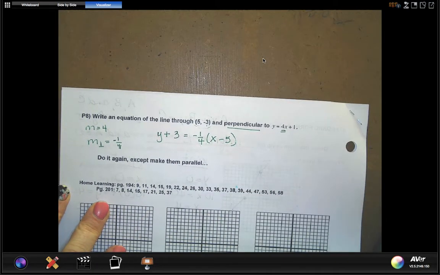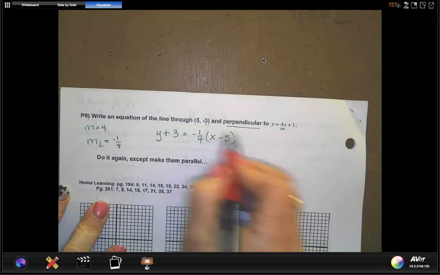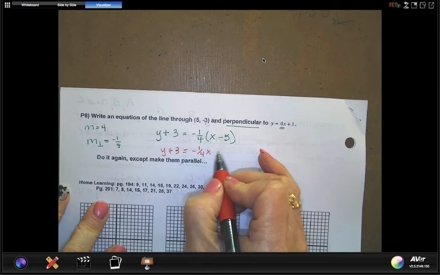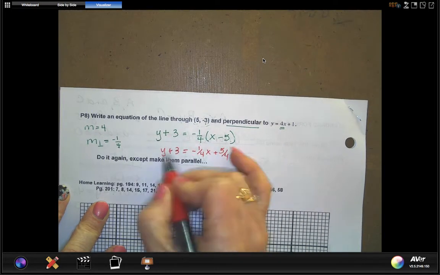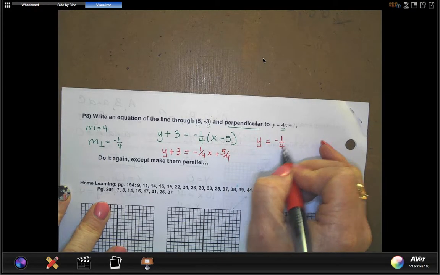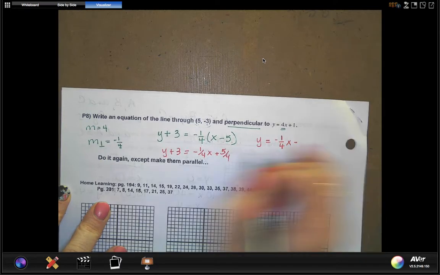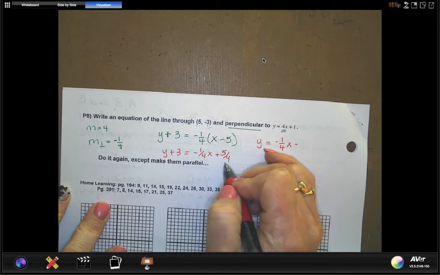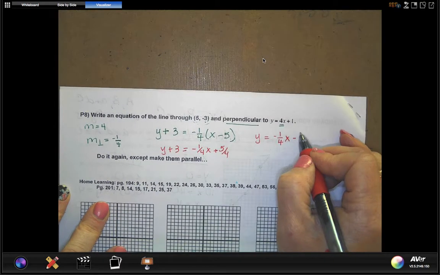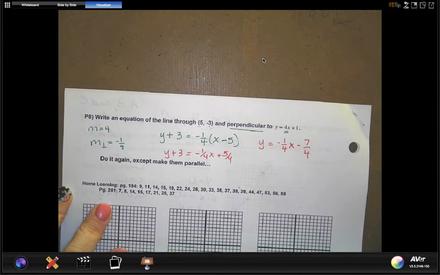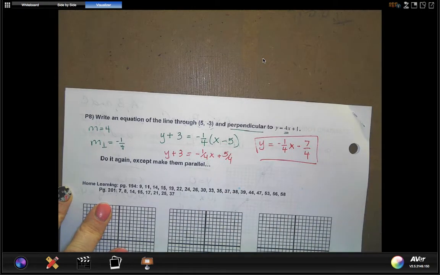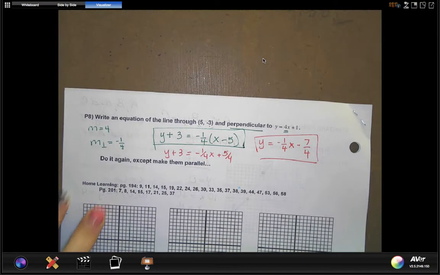All right, if you had to write this in slope-intercept, you distribute there. I'd subtract the 3 from both sides. If I subtract 3, that's like having 12/4, and it's negative though because I'm subtracting, so -7/4. So if you had to write it in slope-intercept, that's the answer. You might just be able to leave it in point-slope, and that would be the answer.